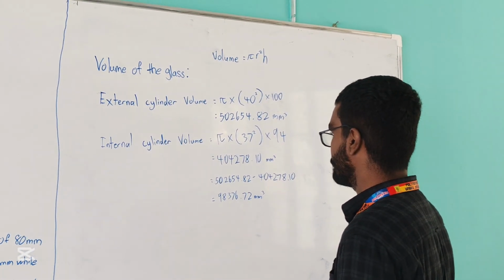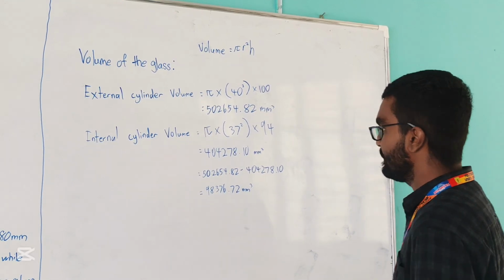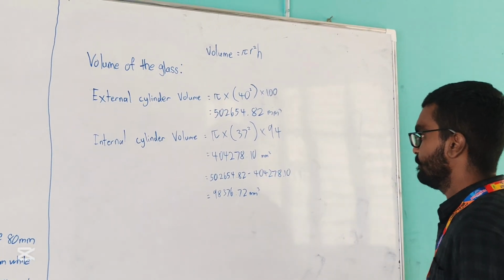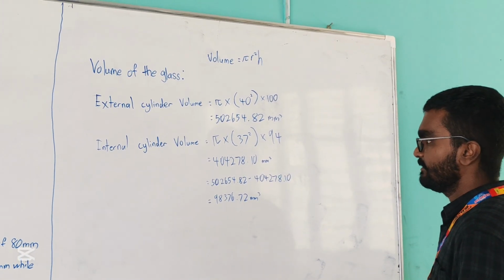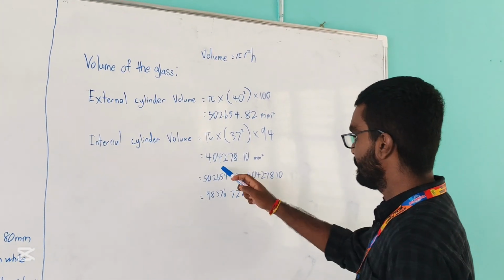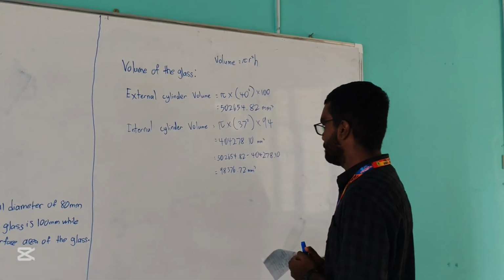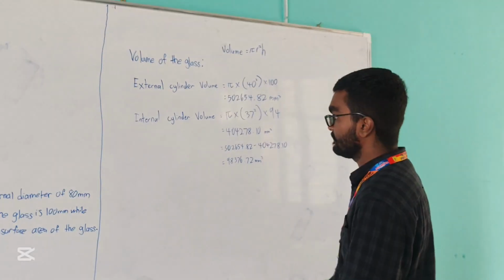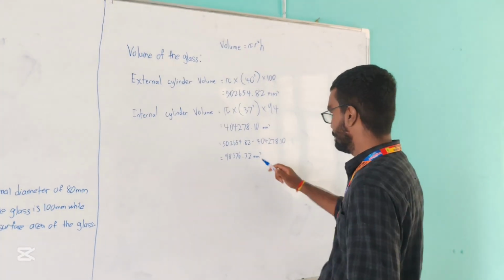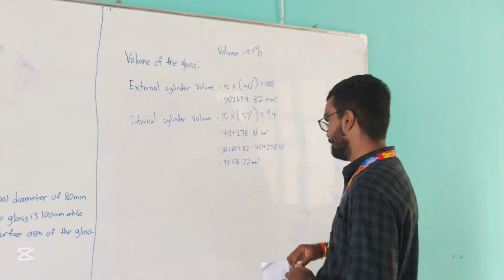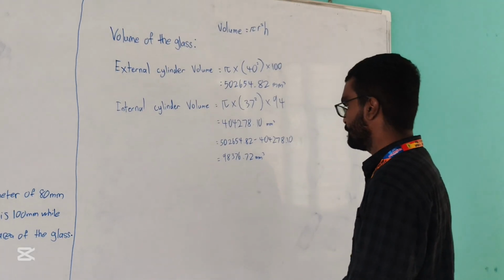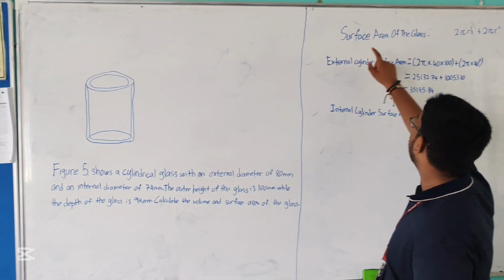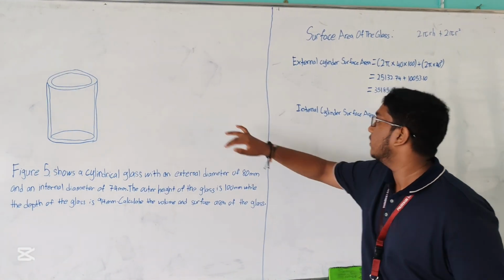After finding the external cylinder volume, now we find the internal cylinder volume, which is pi times 37 square, the radius of the internal cylinder, times 94, the height of the internal cylinder. The answer is 442,078.10 mm. We subtract the two, and the final answer will be 98,376.72 mm.